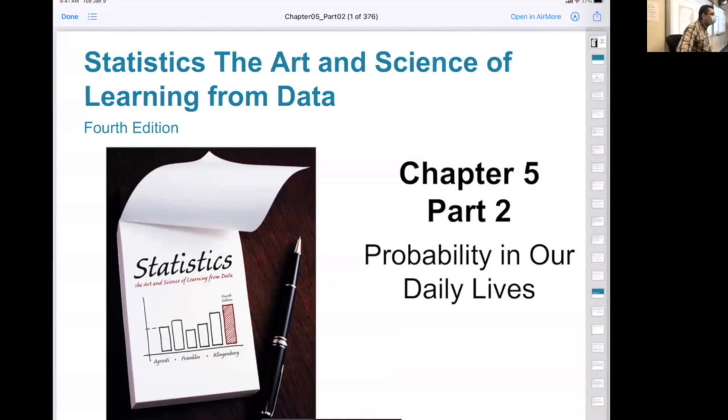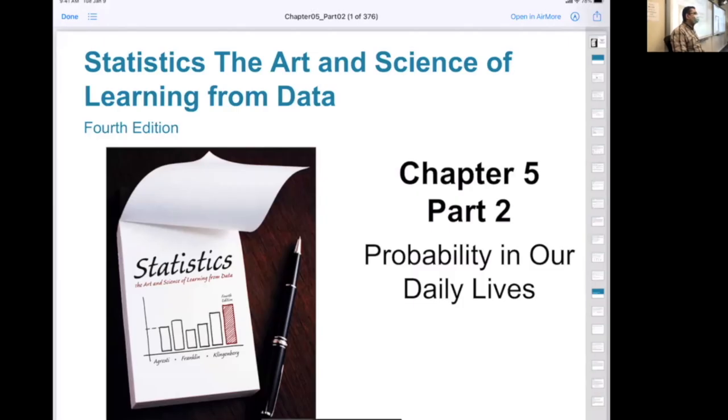So, hello everybody, and welcome back to our class. Today, we will finish chapter number 5 about the probability. Last time we started the probability, and we know now how to find the probability.